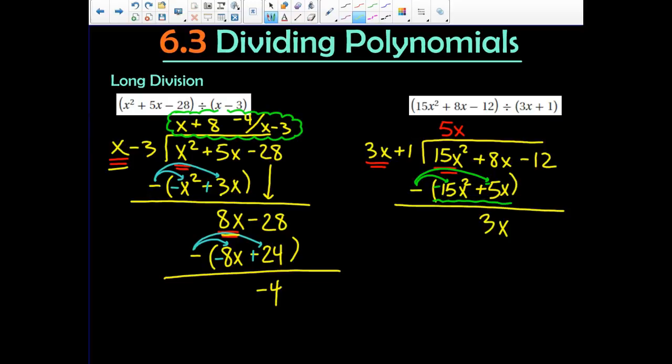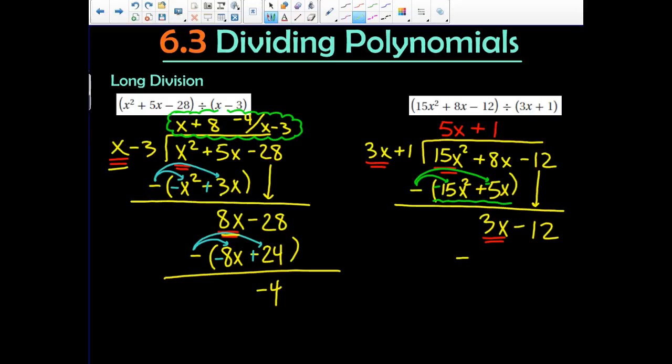Now this was your question. Where did that 3 come from up top? Well, this is where the process starts over again. Bring down the 12, negative 12, and then this starts all over again. What times 3x gives you 3x? That would be 1. So this is a plus 1.